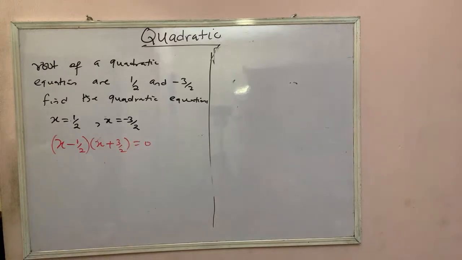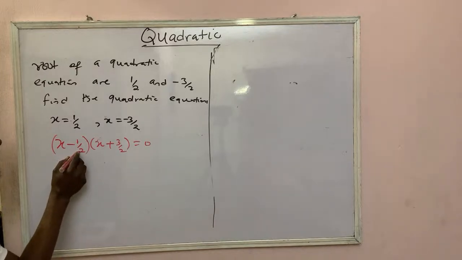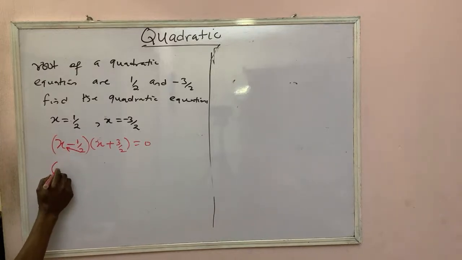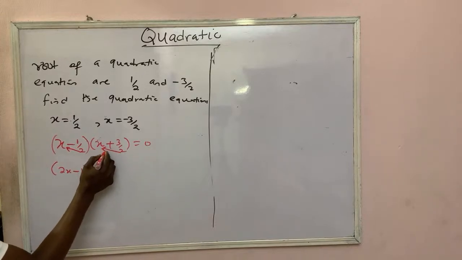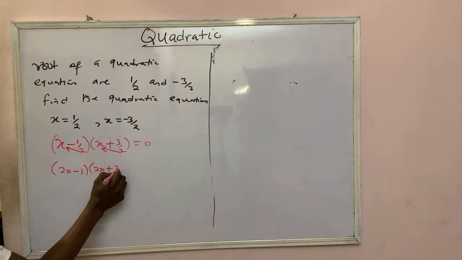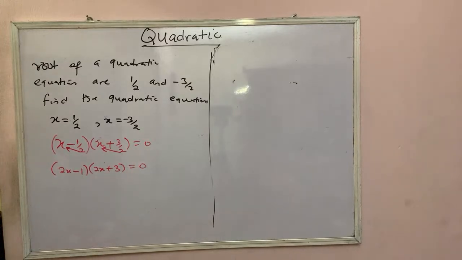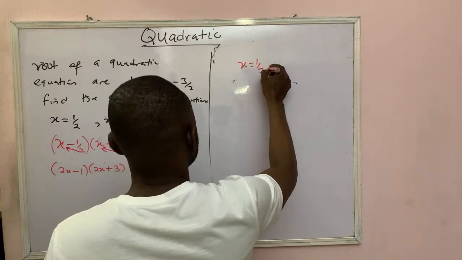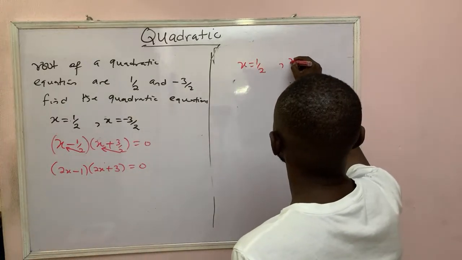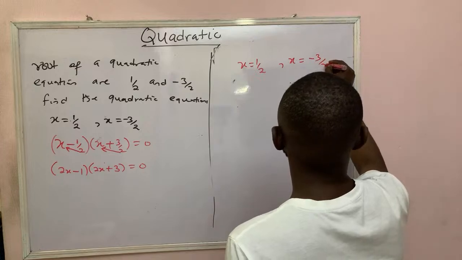Now you can multiply this by this, you get 2x minus 1. You can multiply this by this, you get 2x plus 3 equals 0. If you don't want to do this, x equals 1/2 and x equals minus 3/2.